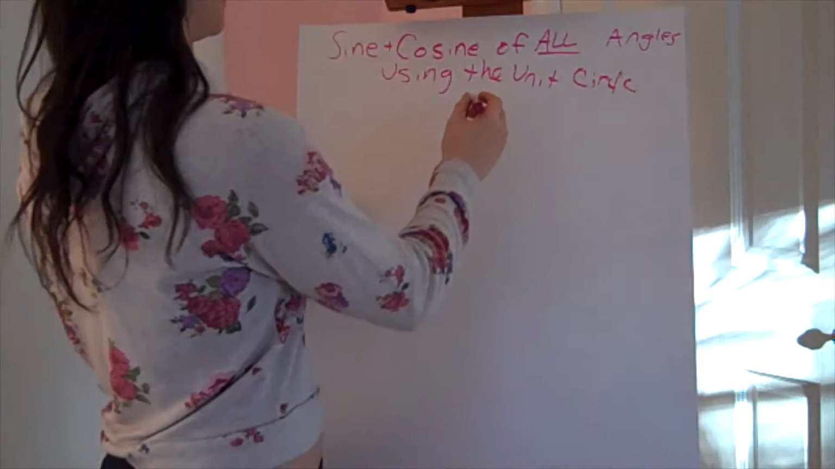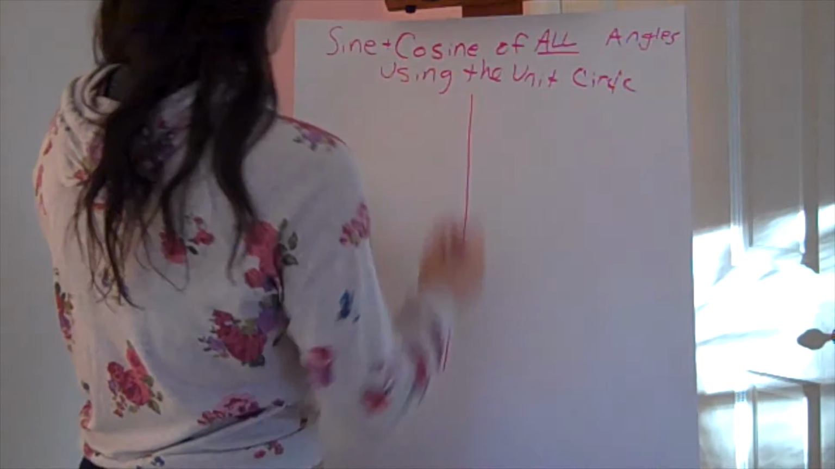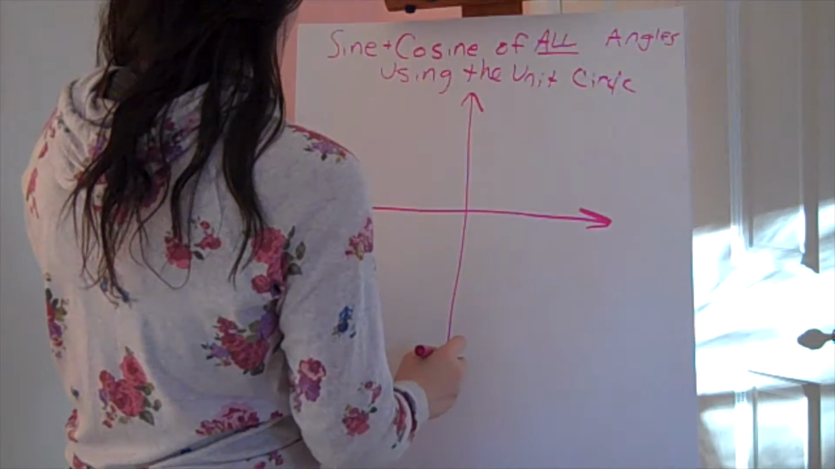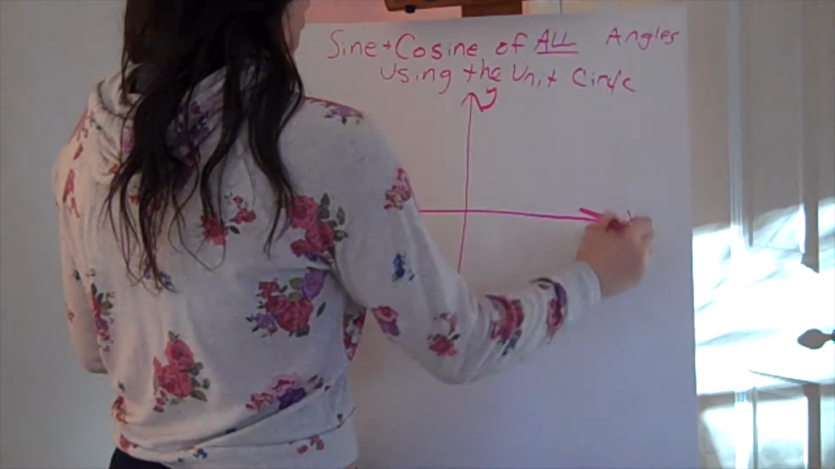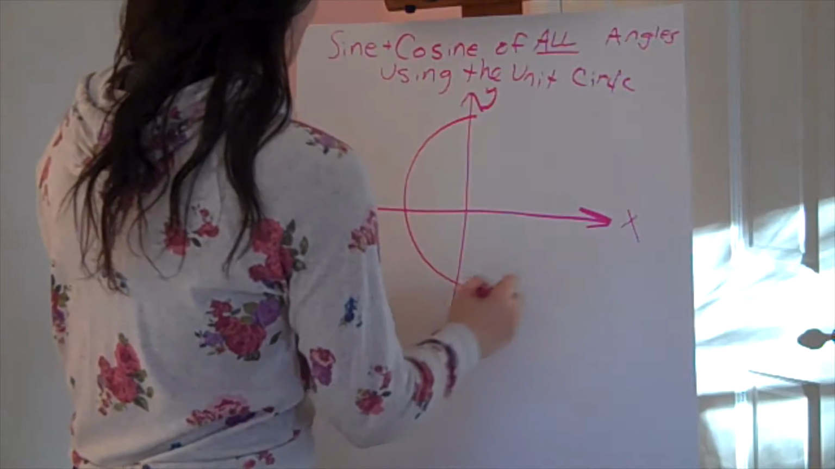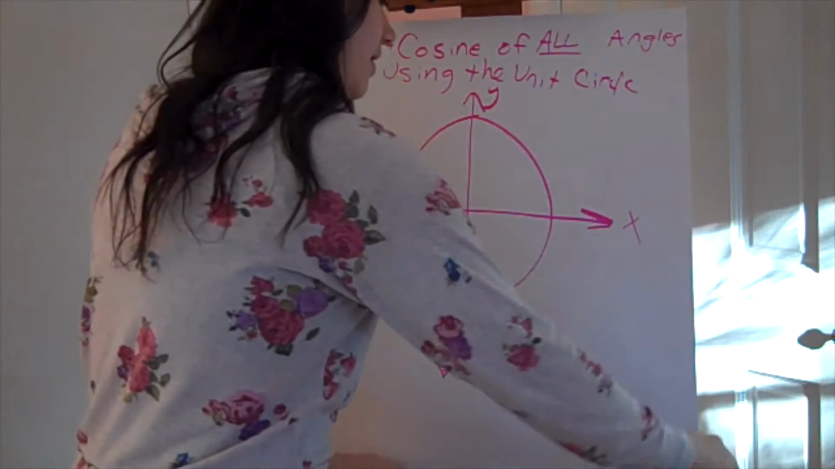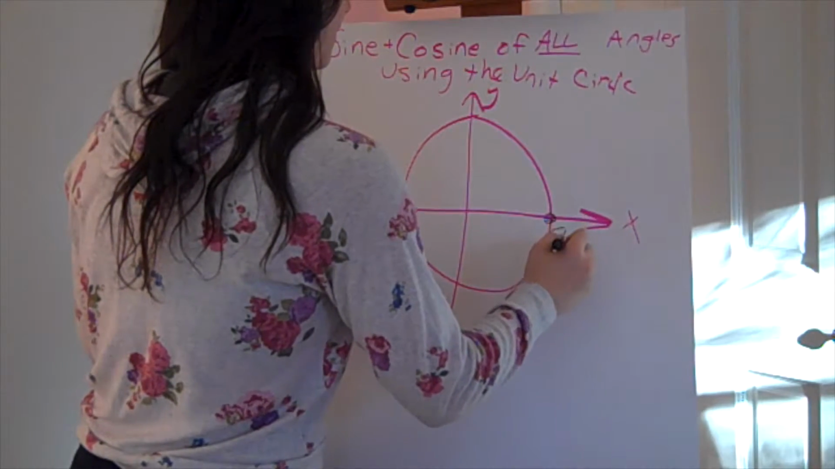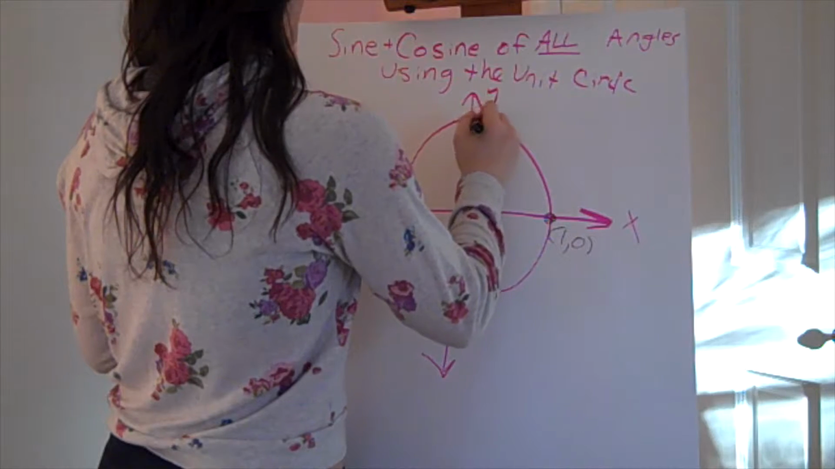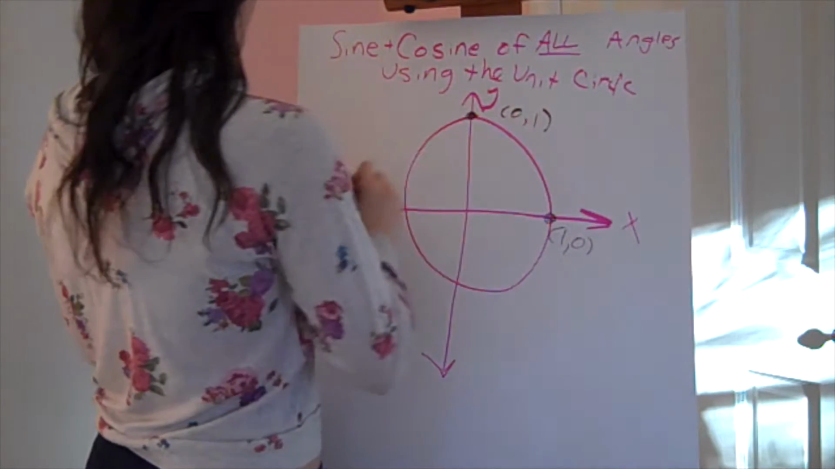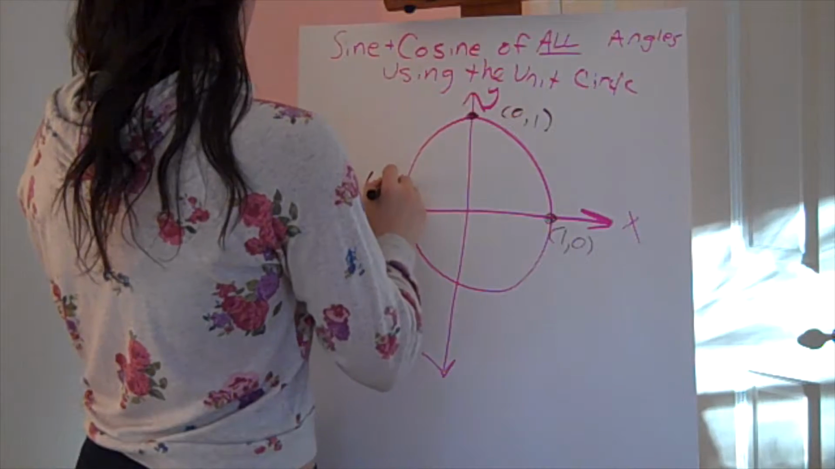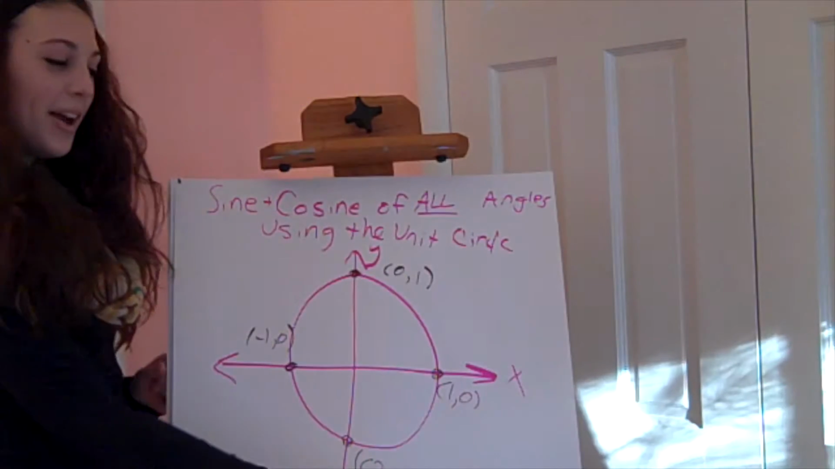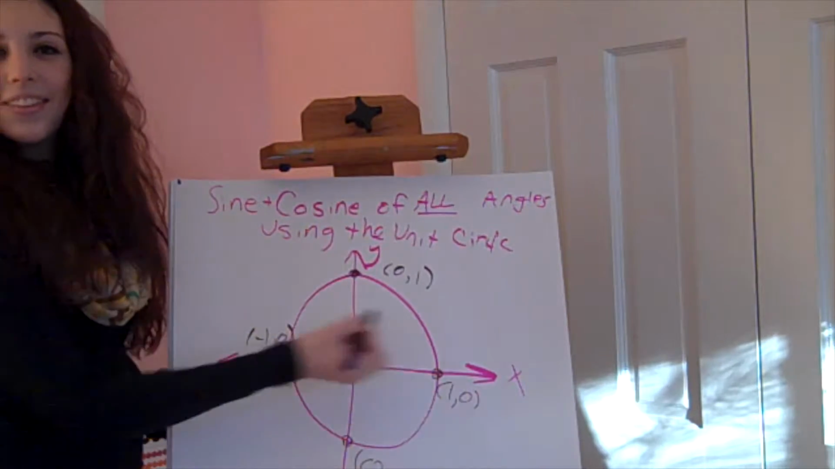Okay, so a unit circle is obviously a circle, but it's a circle whose radius is always 1. So if we drew it on axes, this being y, this being x, you'd have your circle, and this would be 1, 0. This would be 0, 1. This would be negative 1, 0. And this one would be 0, negative 1. So anywhere you go on the unit circle, the radius will be 1.